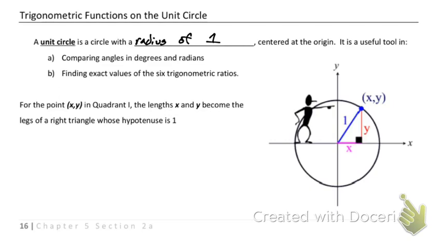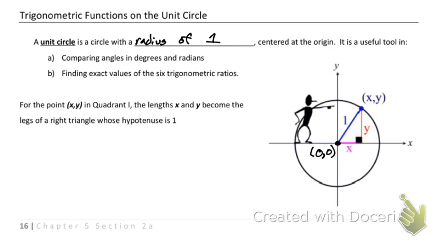It's important for you to keep your head up. It's also important for you to recognize that this is just the coordinate plane with points on it. So once again, this point right here is 0, 0. And we're going to give the points all the way around the circle. But it's just points along a circle on an xy plane. So we're going to use this to compare angles in degrees and radians. We're going to use this to find exact values of the 6 trig ratios at specific places.